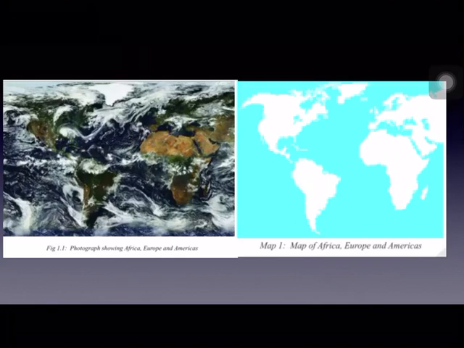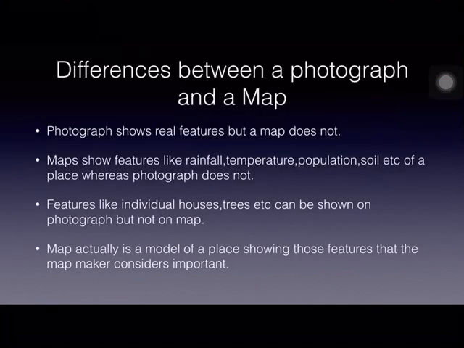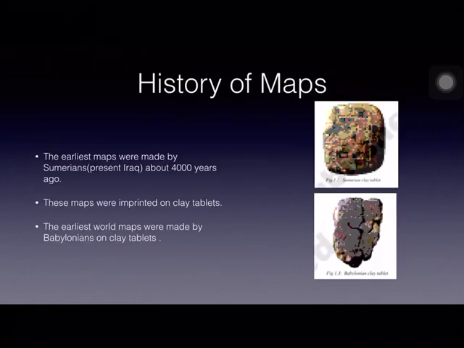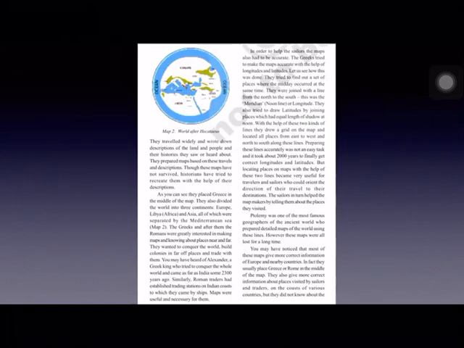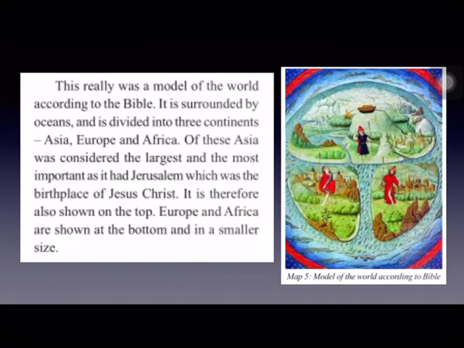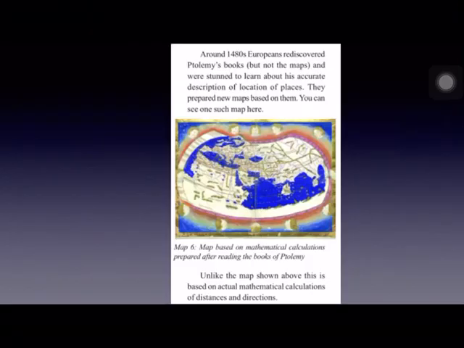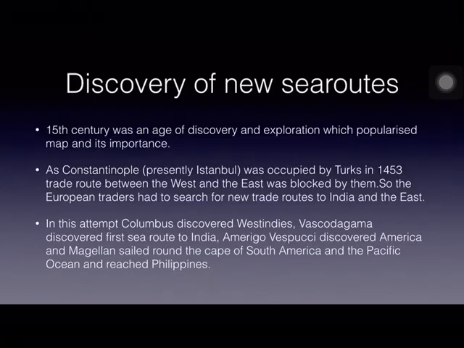We learnt about the differences between a photograph and a map, and the history of maps, who prepared the earliest maps: Greek geographers, Sumerians, Babylonians. And also we learnt about the map projection that was done by Mercator. And also we learnt about the discovery of new sea routes, how it became necessary for the Europeans to discover new sea routes, what was the need that we learnt.